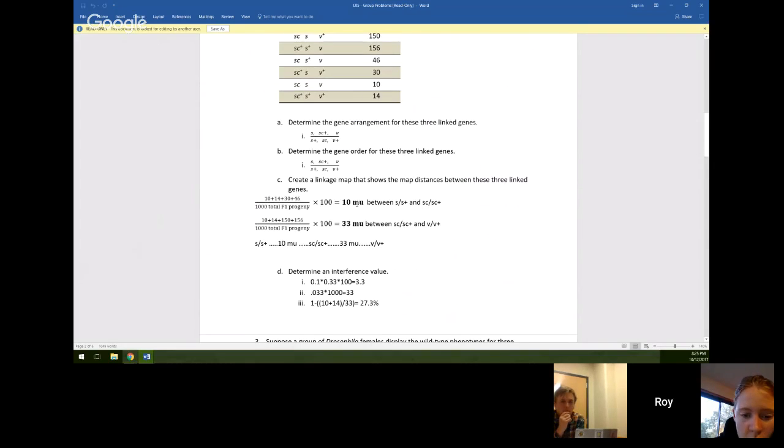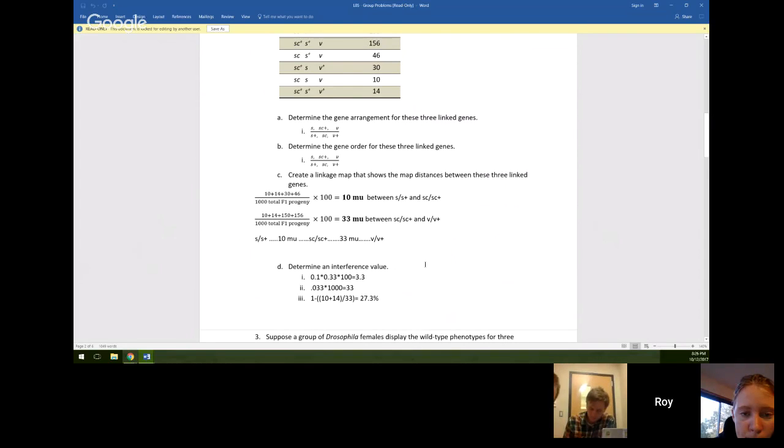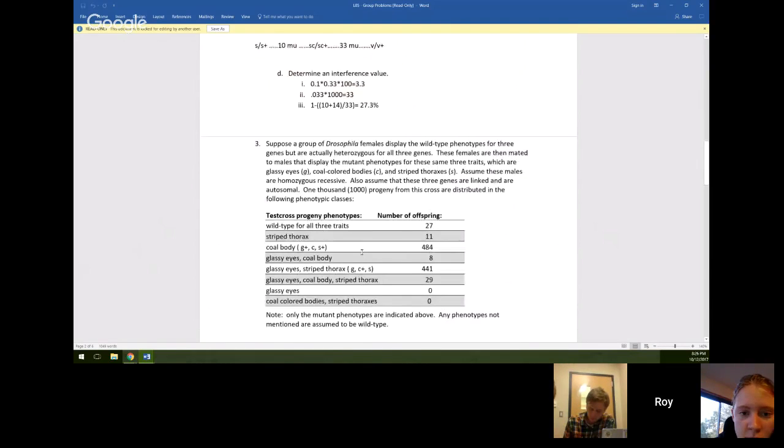Just like Sophia already explained, the distance between these genes on the same chromosome are S over S plus, and there's 10 map units between that and SC over SC plus. And there's 33 map units between that one and V over V plus. And the interference value is 7.3%.